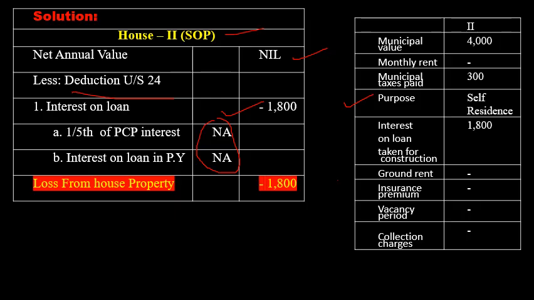So here also the loss from house property is 1800. In case of self-occupied property, SSC won't get any income because it's used for residential purpose, so therefore there will not be any income in case of self-occupied property. So that is how to assess the second house property, self-occupied property.